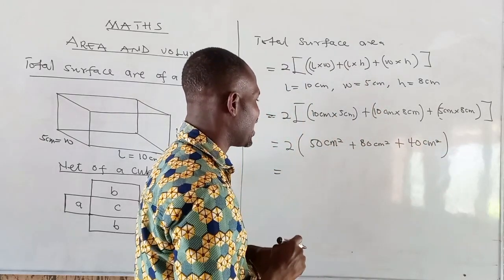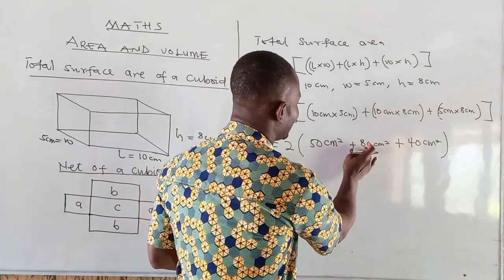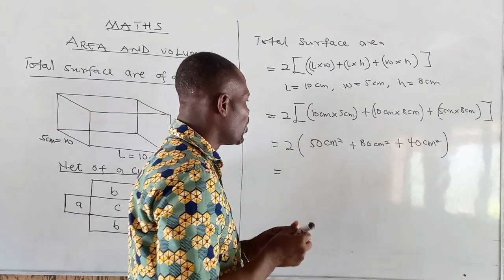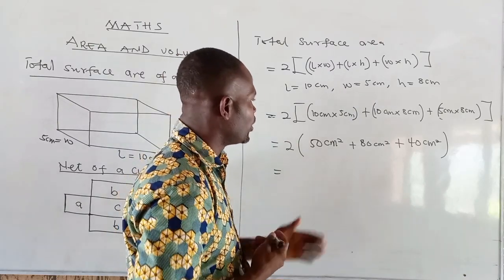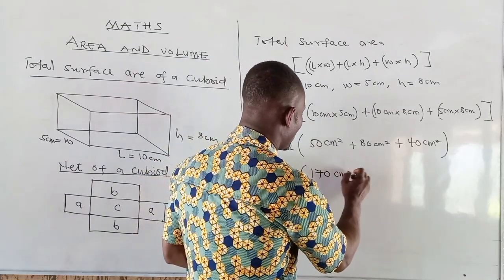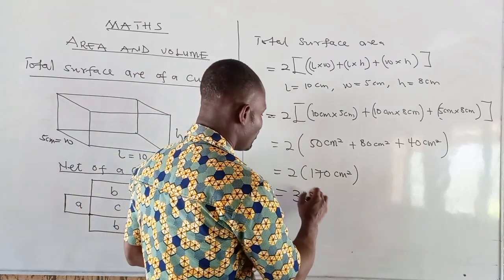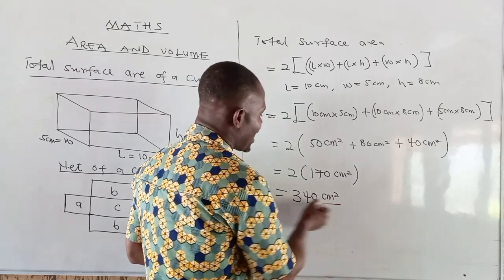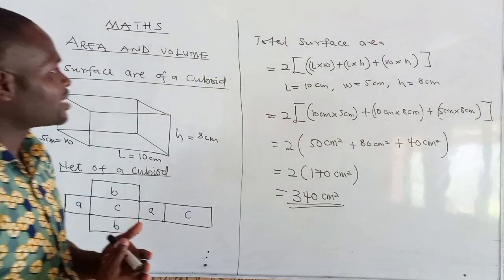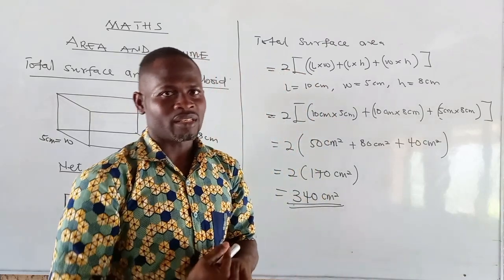Now let's add and see what we have. So 50 plus 80 plus 40. 50 and 80 will give us 130, plus 40, we are going to get 170 centimeters squared. Then twice of this, we are going to get 340 centimeters squared as the total surface area of a cuboid having the length of 10 centimeters, the width of 5 centimeters, and a height of 8 centimeters.